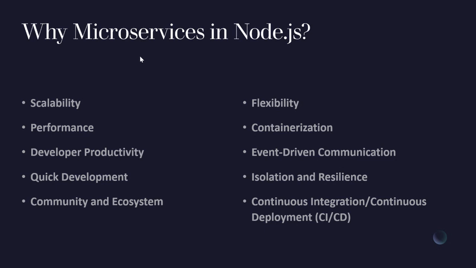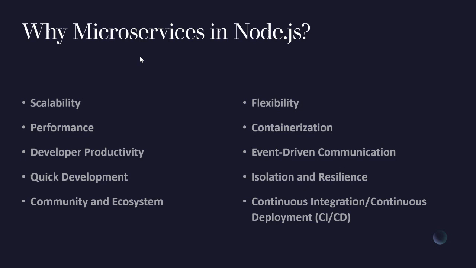The next one is community and ecosystem. Sometimes when you are stuck at some place, you might need help. Node.js has a vibrant and active open source community with a rich ecosystem of libraries and frameworks that can simplify various aspects of microservices development. So this is one benefit. Flexibility. Node.js is not opinionated about architectural patterns, so it gives you the flexibility to design and implement microservices in a way that aligns with your project's requirements. It totally depends on you how you want to implement.